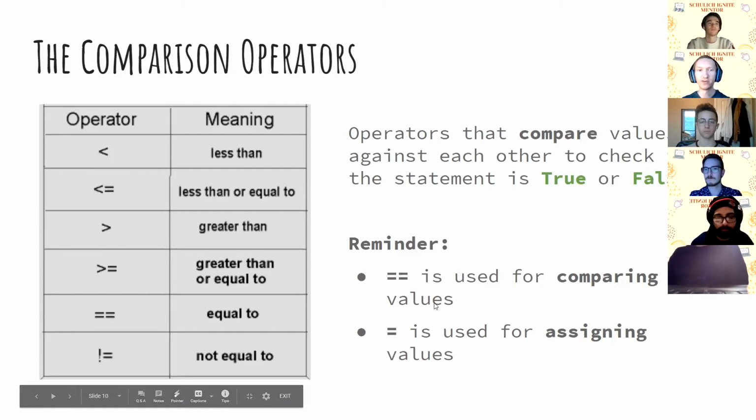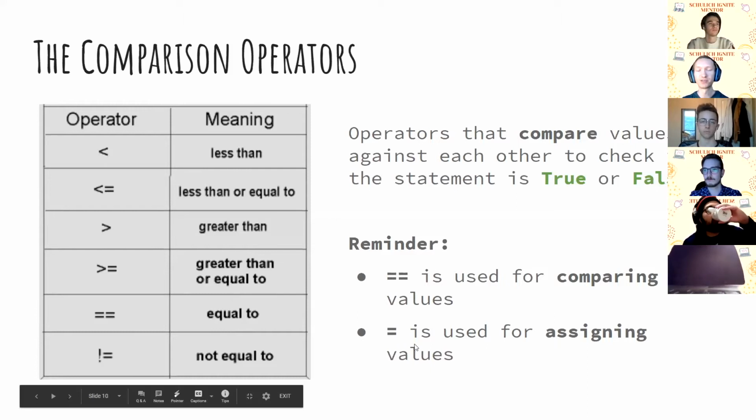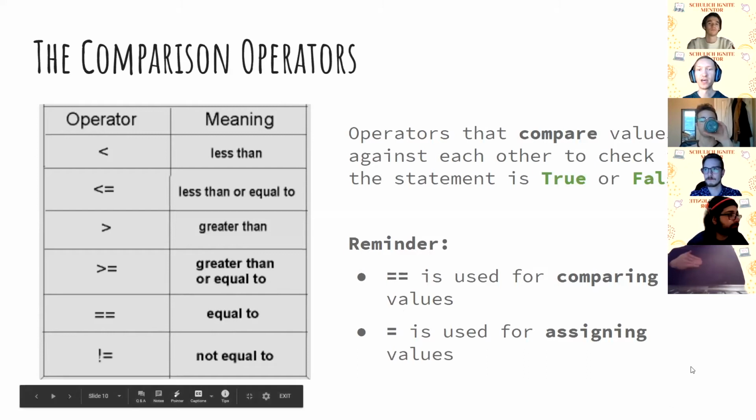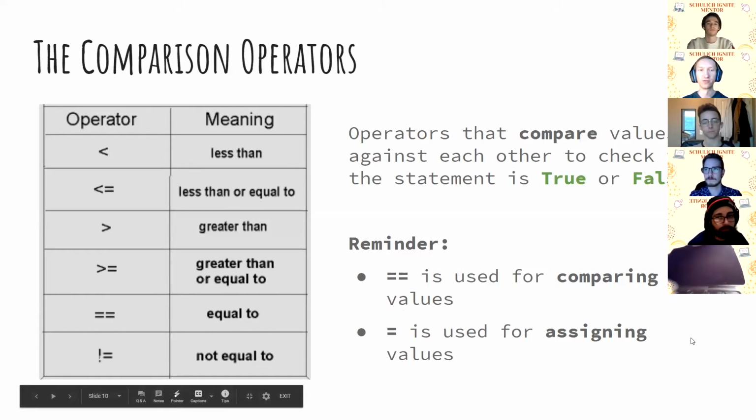And a reminder here that you'll notice the comparison for equals uses two equal signs. That's because the single equal sign is used for assigning values. So be careful about using the right ones. When you're trying to check that two values are equal, when you're comparing them, you'll want to use the two equal signs. And when you are assigning to variables, you'll be using a single equal sign.